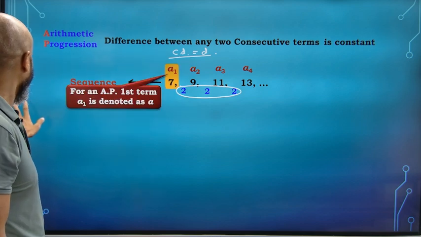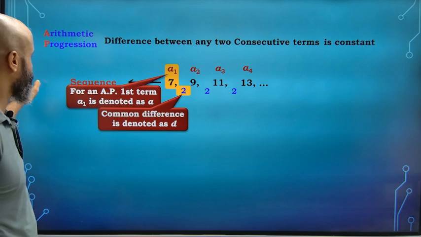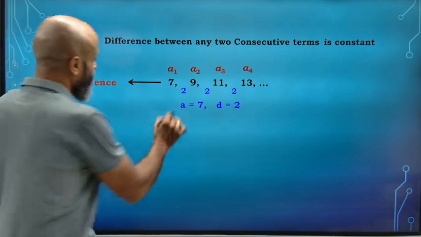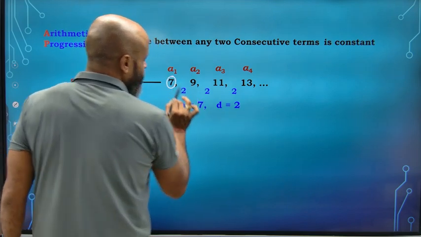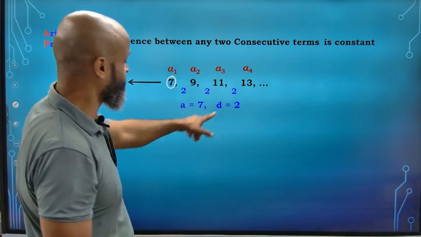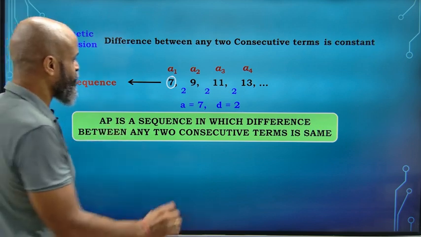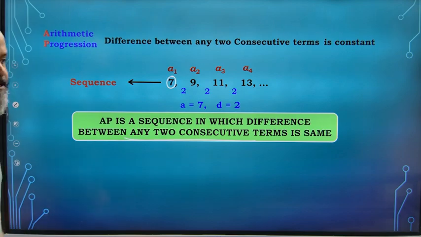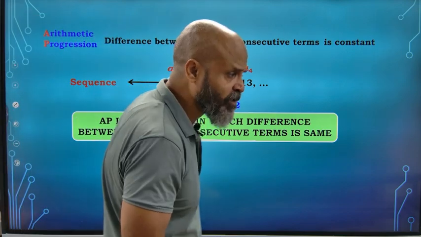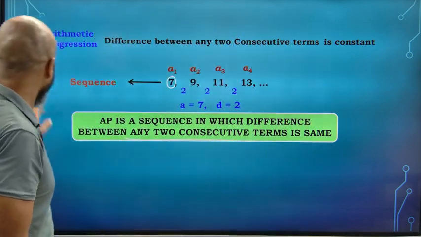Okay, let's move ahead. For an AP, the first term is denoted as A, and the common difference is denoted as D. So let's say here we have the first term A as 7, and the common difference, the difference between any two consecutive terms, is 2 in this case. So AP is any sequence in which the difference between any two consecutive terms, one after the other, is always the same. That is called AP.